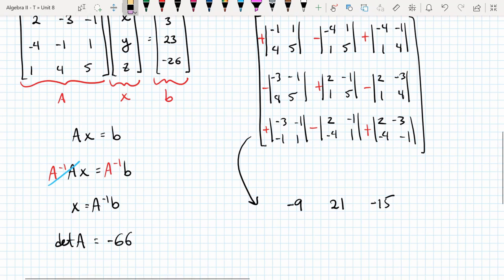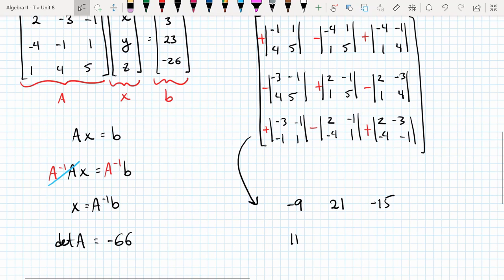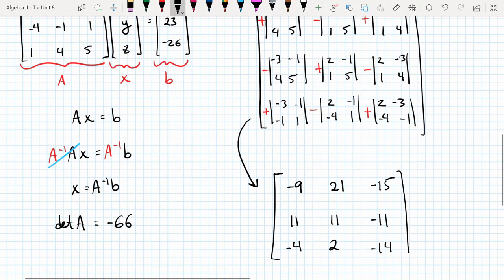This is a 4. It looks kind of like an 8. This is 11. This is also 11. 8 minus, is this 11 again? Yes, -11. Okay. So now, this is -4. 2, this is 2. If you want to use a calculator here to help you with this arithmetic, feel free to do that. This is -14. Okay. Hopefully that's right.